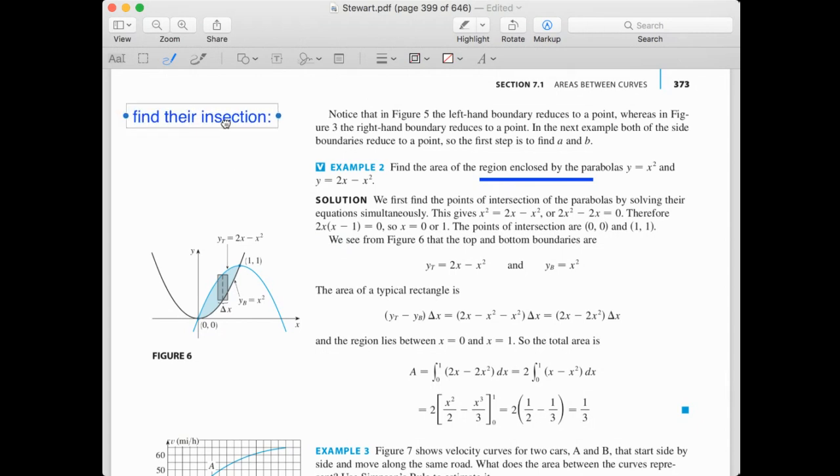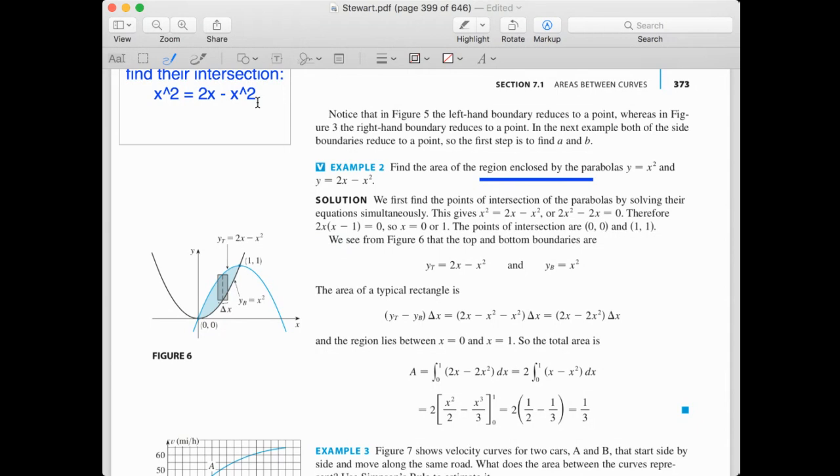So how do we find the intersection? Intersection means they have the same points, right? That means we can equate them. So we would set x squared equal to 2x minus x squared. They share the same point. That means at the point that they intersect, those two functions are equal to each other. Then we solve for x.